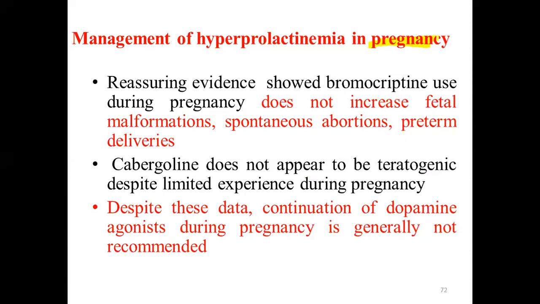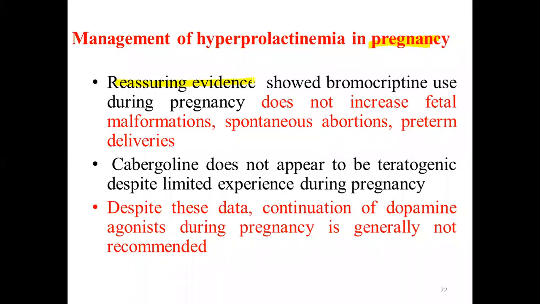So when you are thinking about pregnancy, what comes to our mind is the teratogenicity potential of drugs. Whether they are actually crossing the placental barrier to elicit a certain teratogenic effect would be the major aspect of the pharmacy that we are supposed to look at critically. Currently, there is reassuring evidence about the low teratogenic effect of bromocriptine.